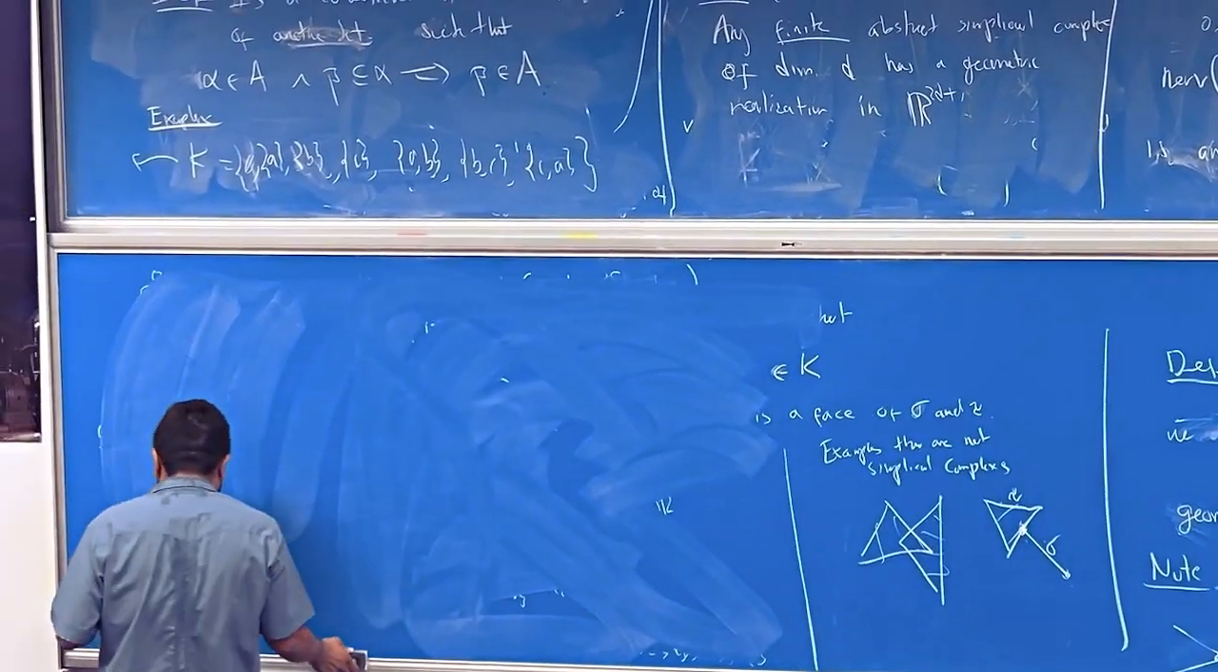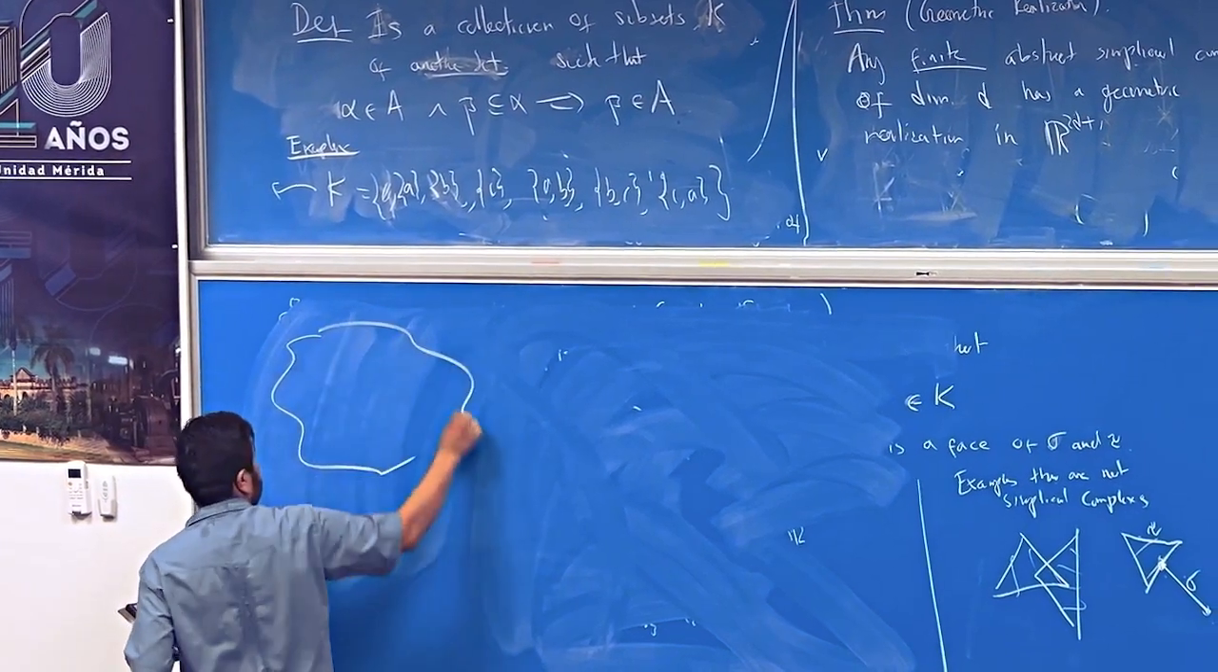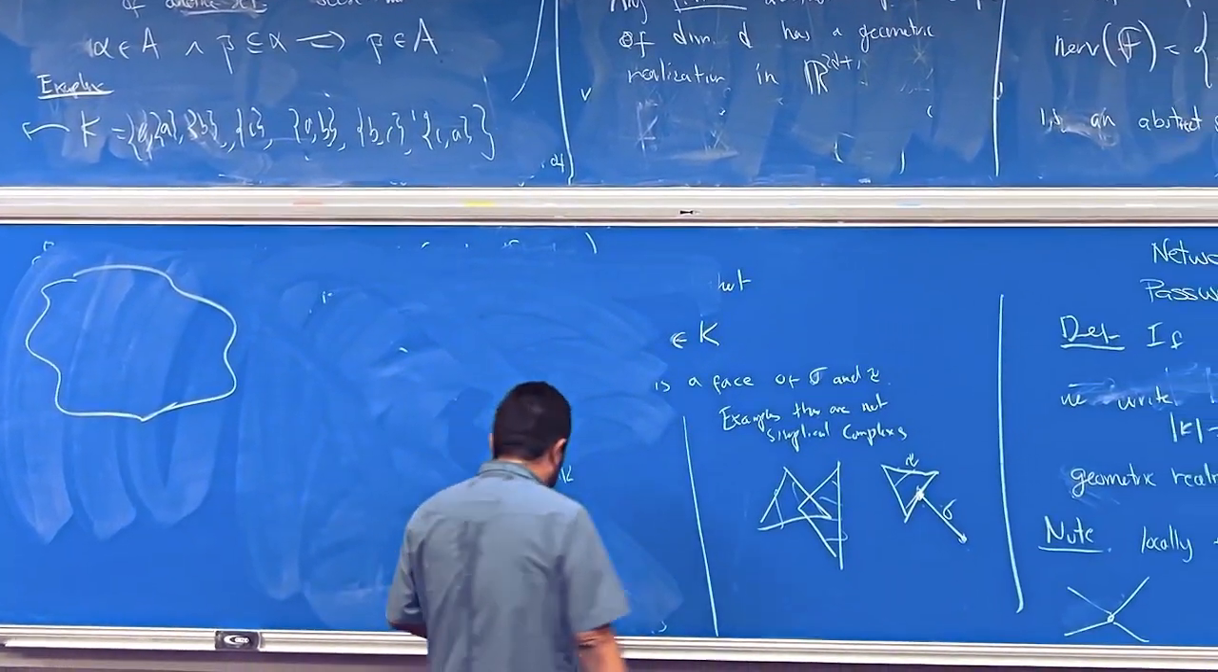So it is an abstract way of defining sets. For example, if I have a topological space like this, and I have some open sets.